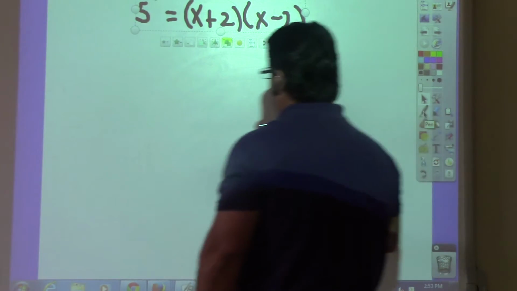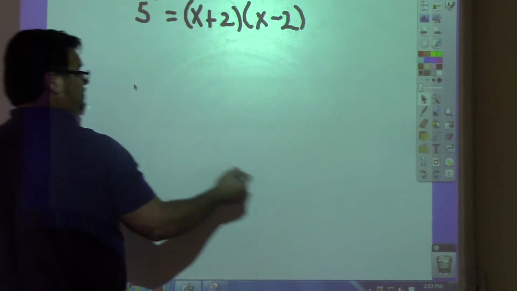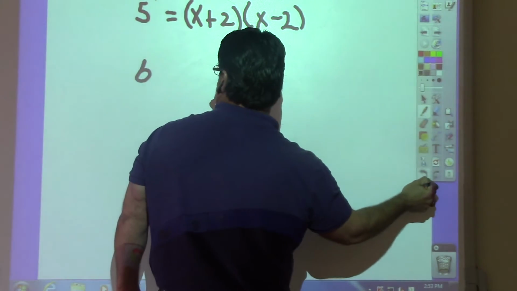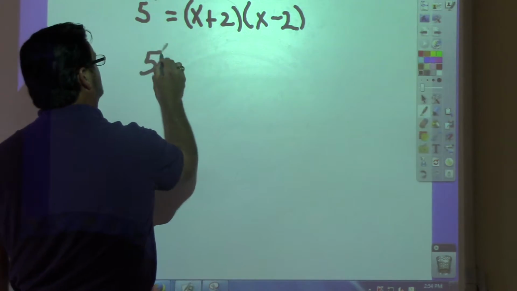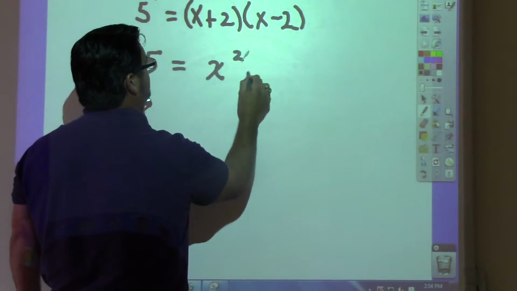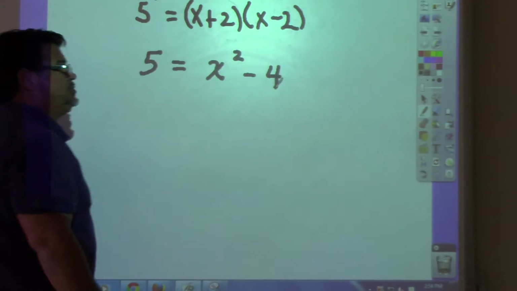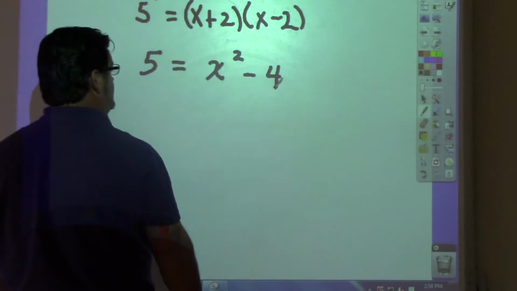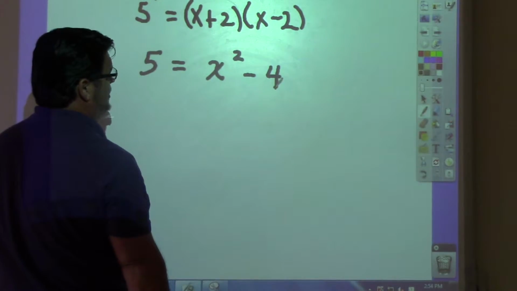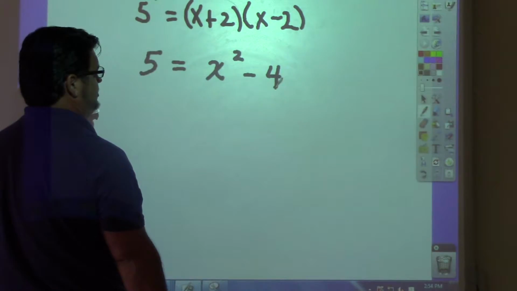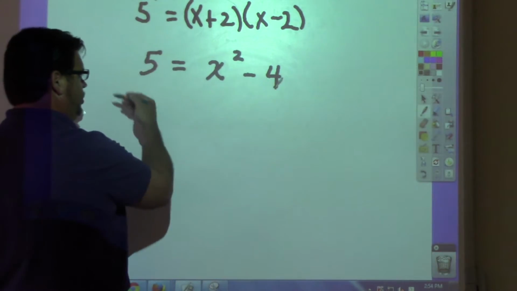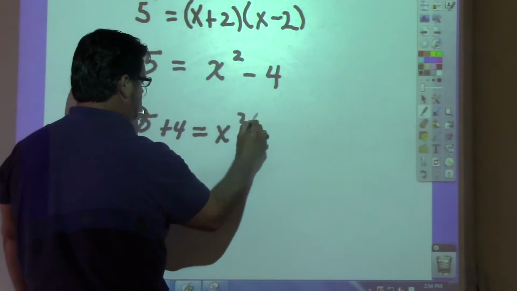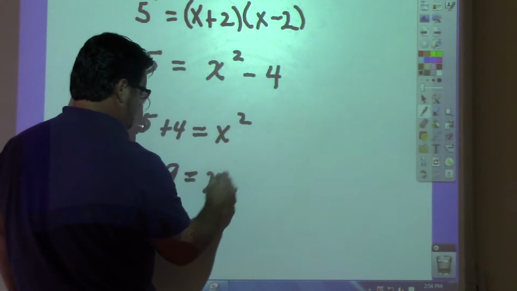So 5 to the first power is 5, is equal to x squared minus 4, shortcut number 3. And you can solve this 2 different ways. You could set equal to 0 and solve, which gives you the same answer as if you brought the 4 over. So 5 plus 4 is equal to x squared. 9 is equal to x squared.